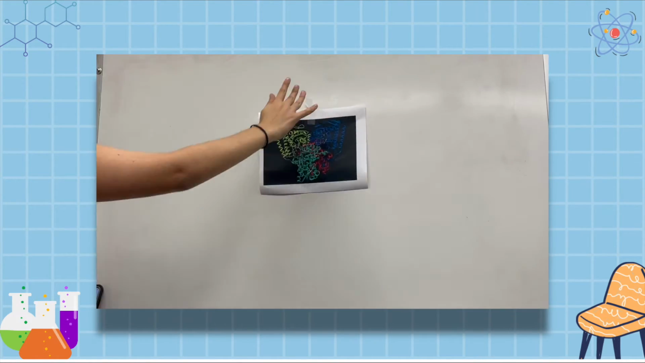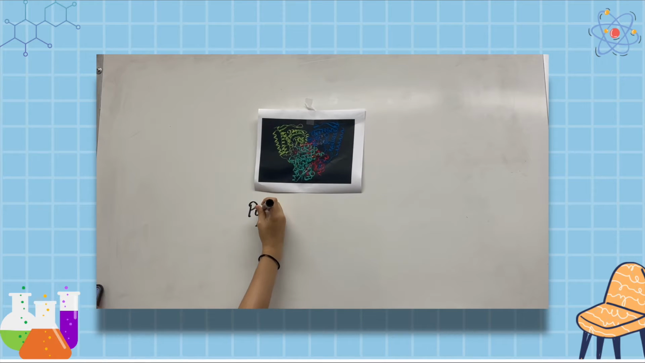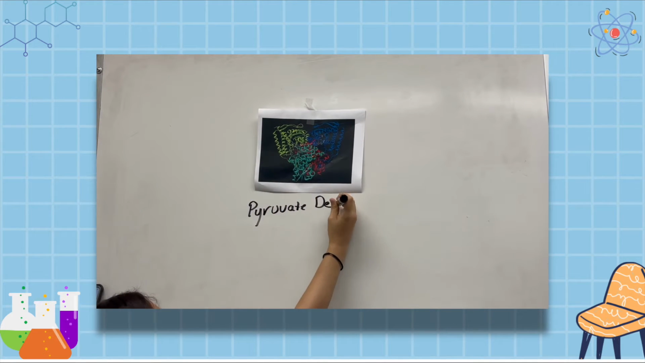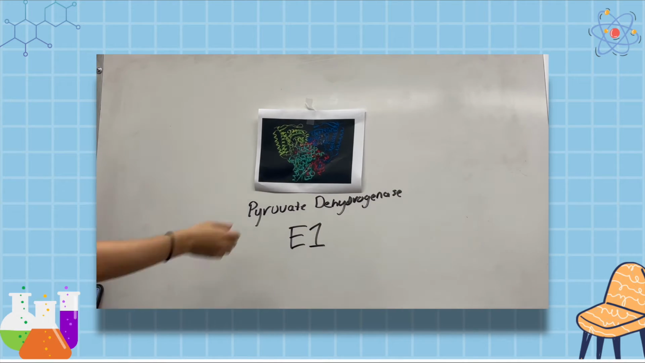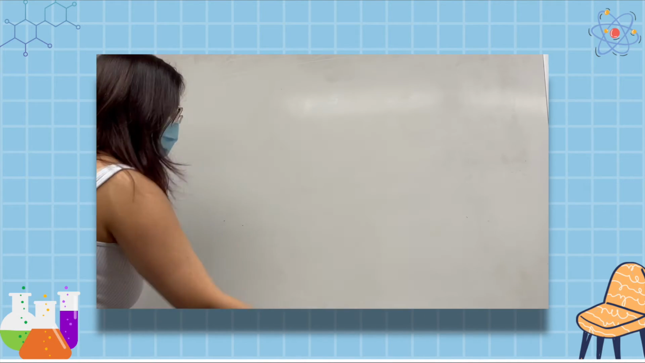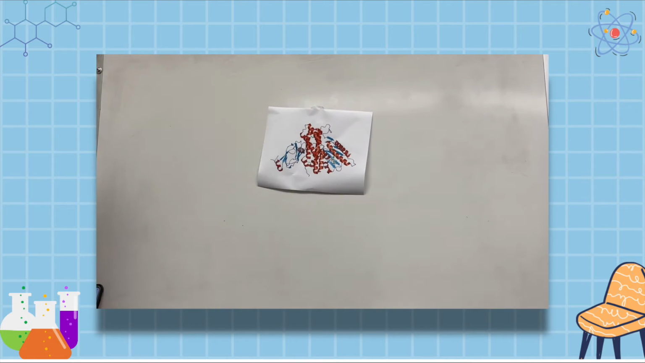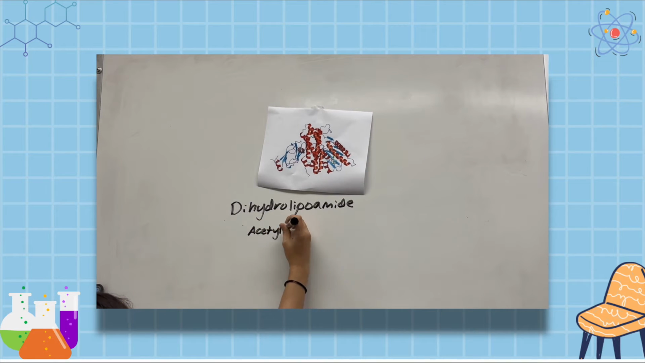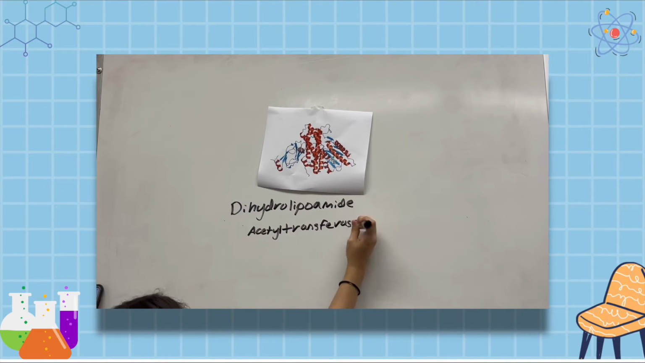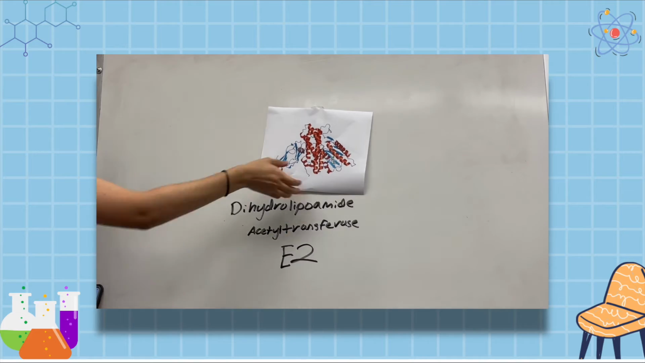The PDC has three components. The first component is called pyruvate dehydrogenase, or E1. Here, the carboxyl group of the pyruvate will be removed, creating a group called acetyl. This acetyl group then moves on to the next component called dihydrolipoamide acetyltransferase, or E2. This is where a coenzyme, called coenzyme A, is attached to the acetyl group. Acetyl-CoA is the start of the citric acid cycle.